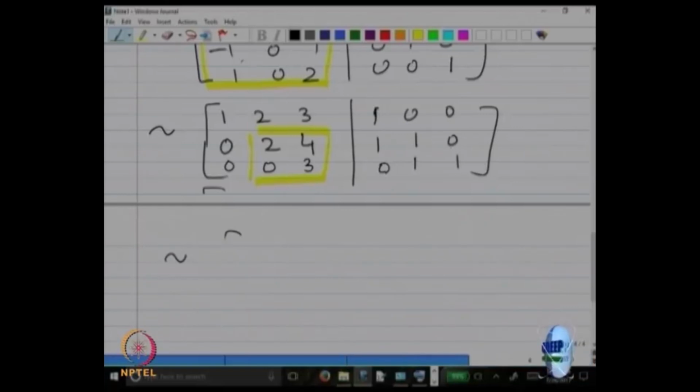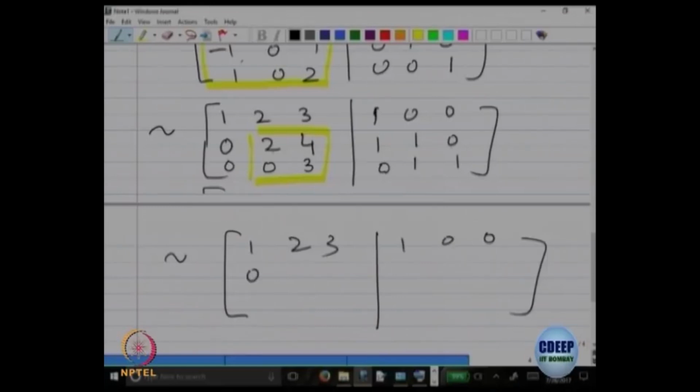So, this is equivalent to 1, 2, 3, 1, 0, 0. This is 0. To make this 1, what should I do? Divide this row by 2. So, 0 1 2, 1 by 2, 1 by 2, 0, okay. And the last one is 0, 0, 3, 0, 1, 1, right. So, I have got a pivot in the second row at 1.